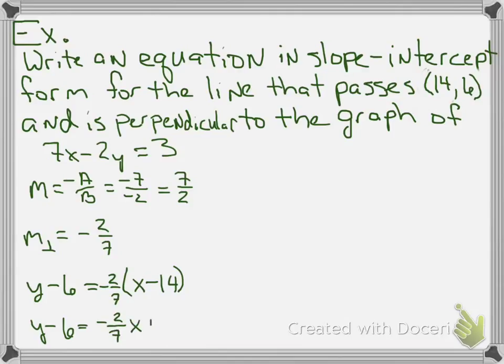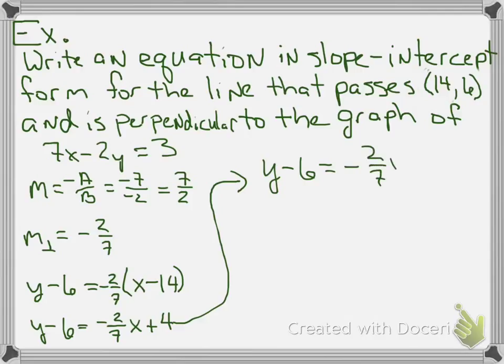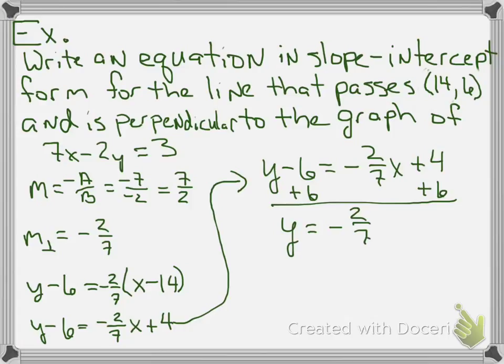Negative 2 sevenths times 14 would be positive 4. Now keep in mind, some of this you can just do with a calculator, like 2 sevenths times 14. Okay, so I'm recopying it over here on top. I'm going to add 6 to both sides and end up with 10. 4 plus 6 is 10. And then you get y equals negative 2 over 7x plus 10.